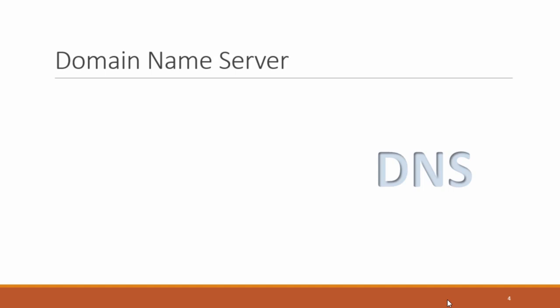The domain name server, when you type in that name, maps that name to an IP address. This is because the computer wants to deal with the raw data of binary ones and zeros.